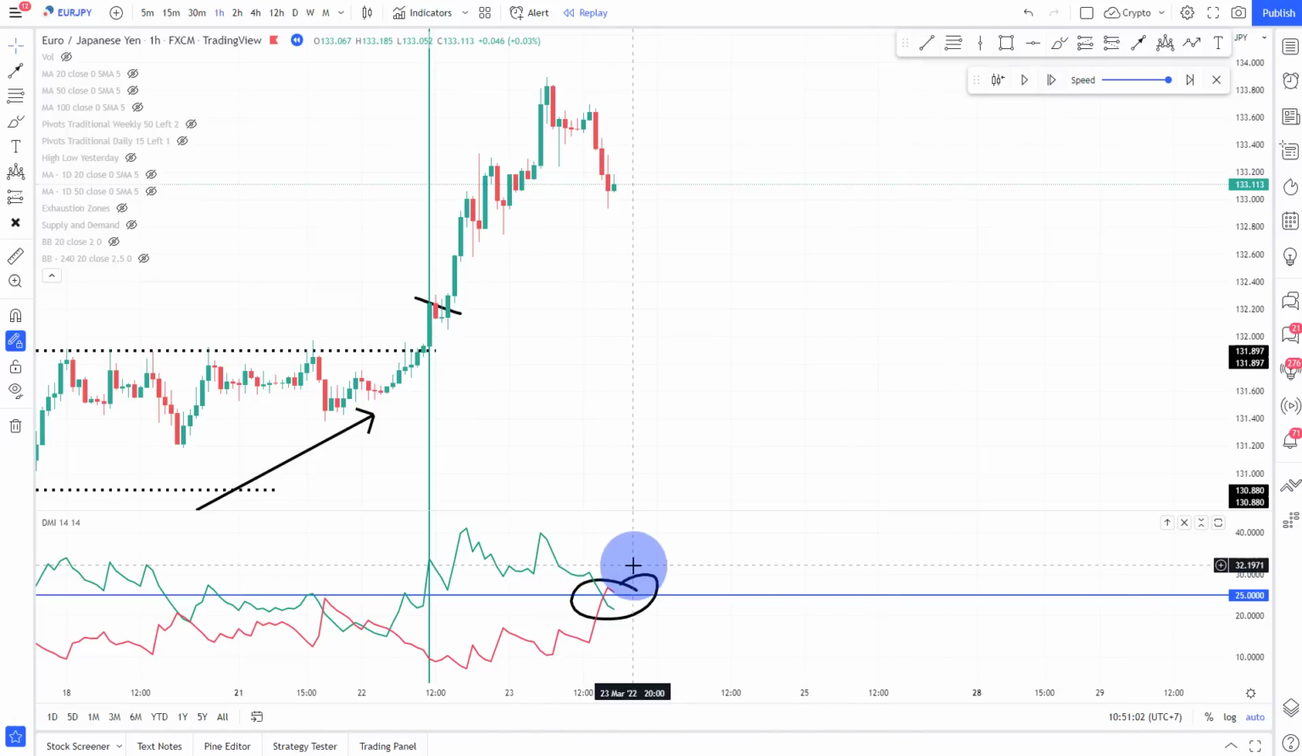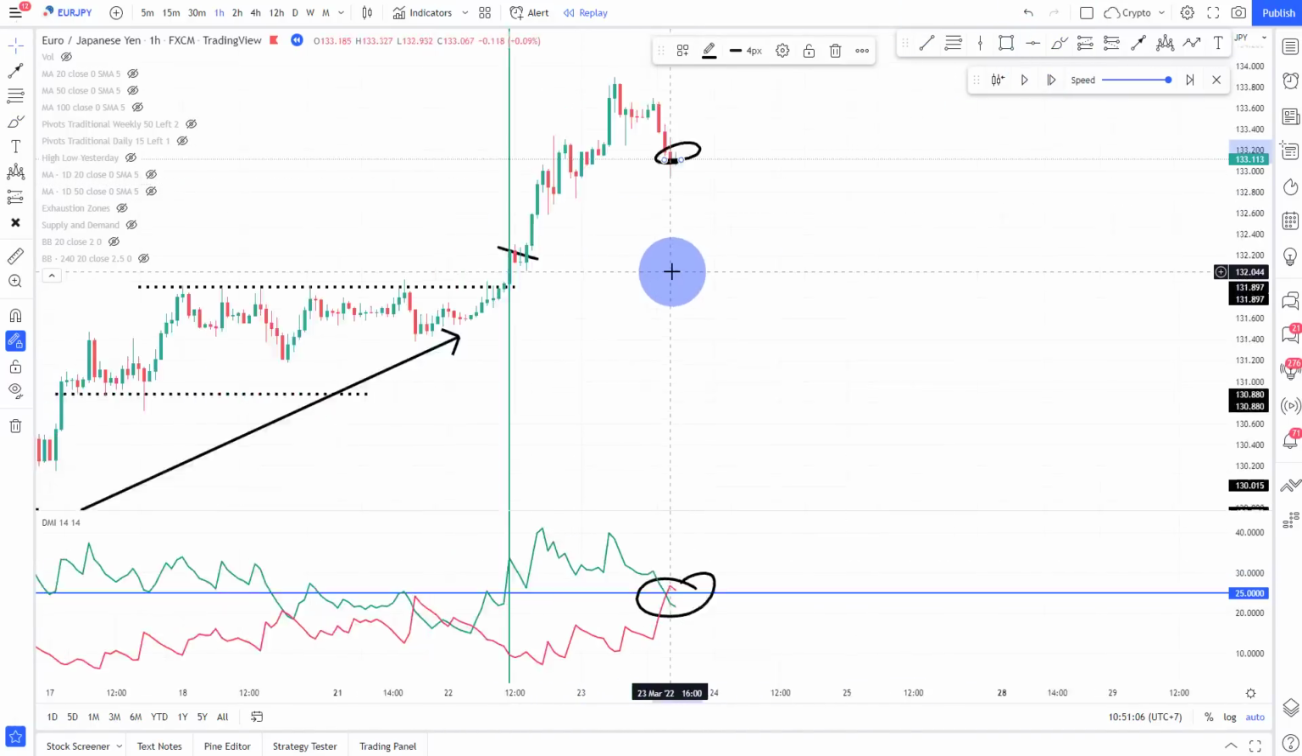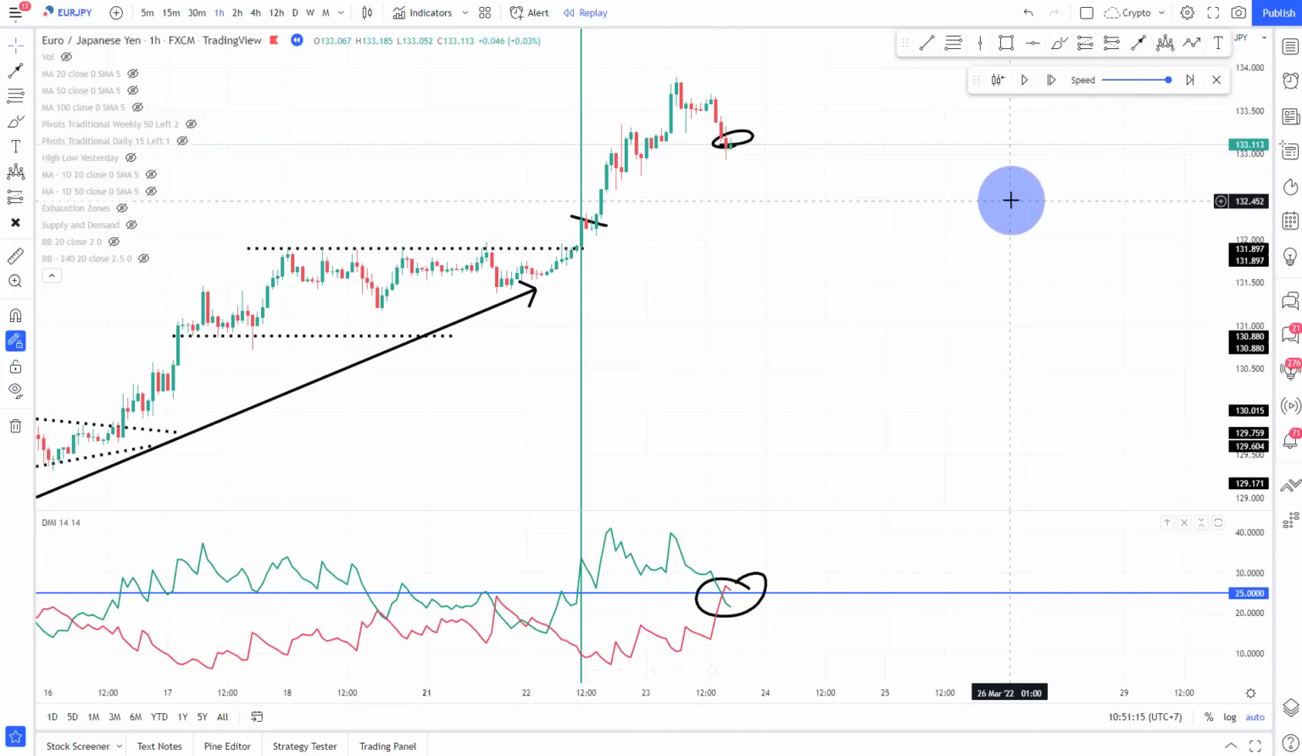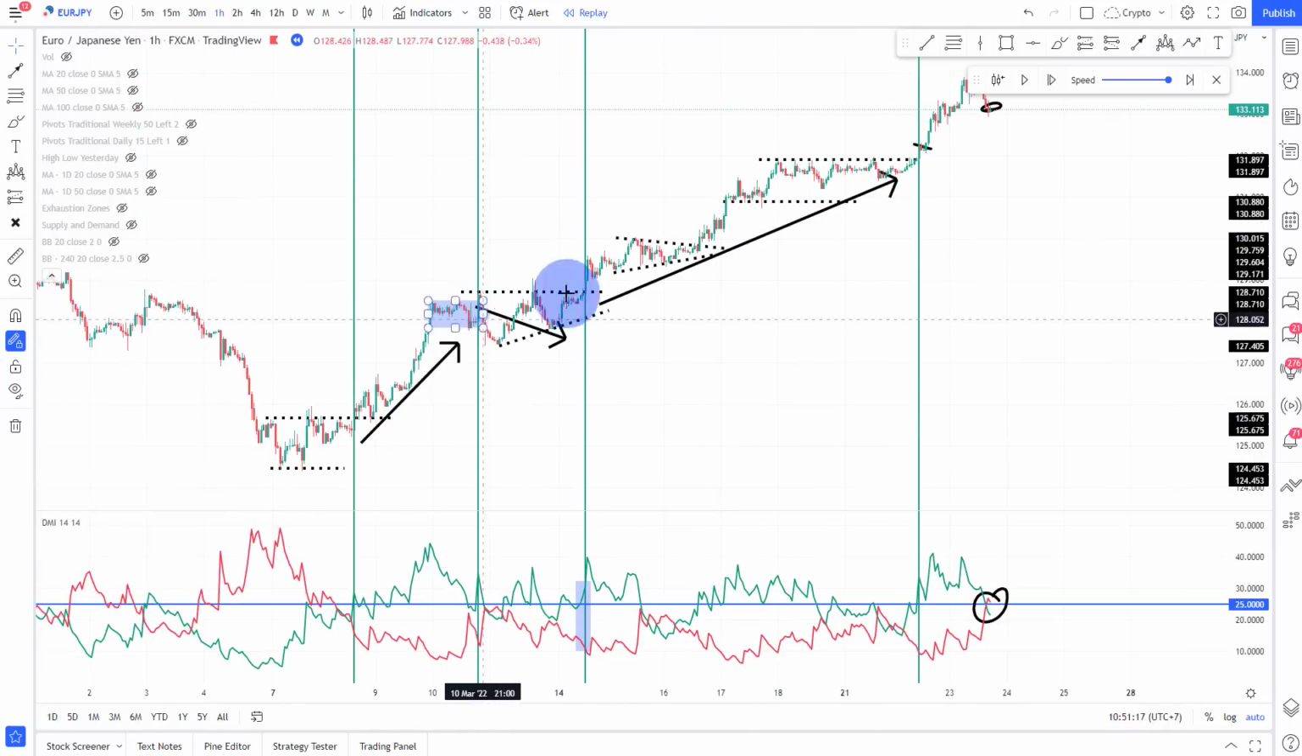And now you can see we are crossing again. So probably you want to consider now taking an exit, maybe moving your stop loss, whatever you may be. Maybe you add a moving average to trail your stop loss, whatever it may be. But when the two lines cross, especially in such a late trend, we have made some good trading decisions here.